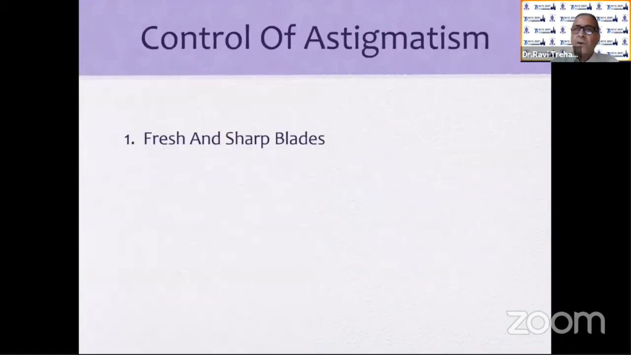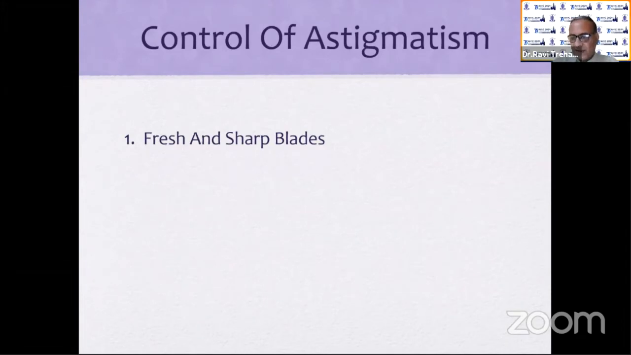And for this control of astigmatism, I am talking about control, not reducing the astigmatism, because in every case I want minus 0.75 to 1 diopter of myopic astigmatism. So for that, sometimes we have to increase astigmatism, sometimes we have to decrease astigmatism. So I'm talking about control. And this control can be done by these 10 commandments I am going to follow here.